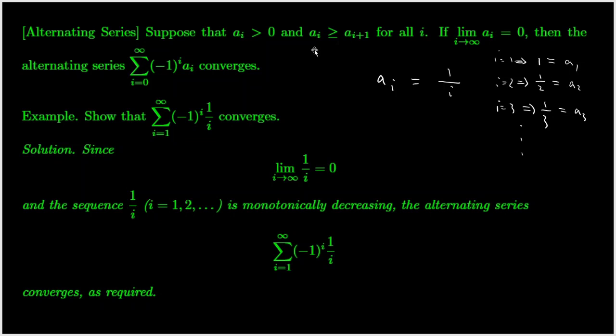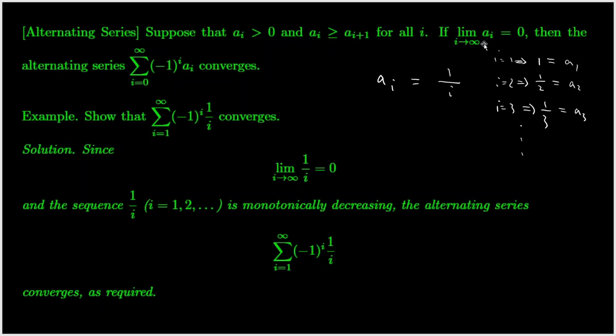And also the sequence is monotonically decreasing. It means the terms go smaller and smaller. You see 1 is bigger than 1/2, 1/2 is bigger than 1/3, right? These numbers, all the a_i's, are going smaller and smaller. This is what we meant by the a_i's decreasing. You see that condition is satisfied.